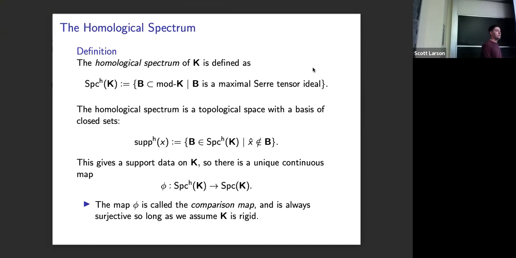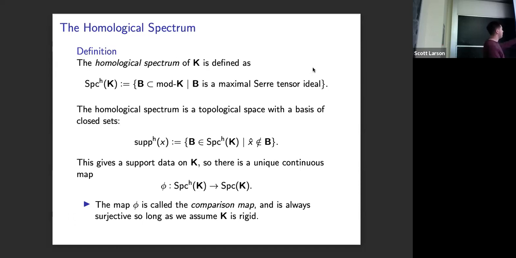Okay, so I'm telling you about this because we can actually define another notion of spectrum for tensor triangulated categories by looking at this module category. So the homological spectrum, which we denote SpcH of K, is going to be the maximal Serre tensor ideals in mod K. And you can actually use this to give another support data on K.